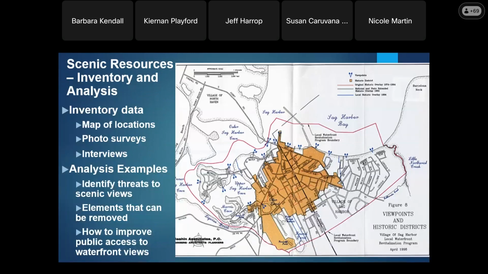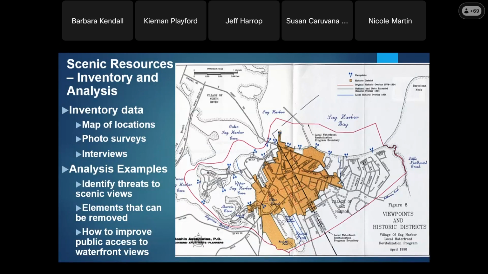Next, you would cover scenic resources through the inventory analysis. Scenic quality and visual access to the water can play key roles in revitalization and support community character. It is important to identify these scenic resources so that they can be used to best advantage and not inadvertently be negatively impacted by future actions.